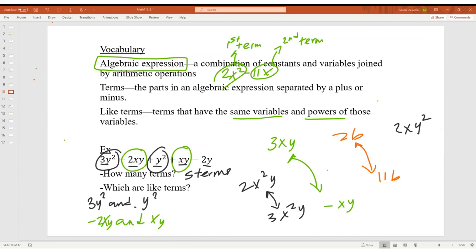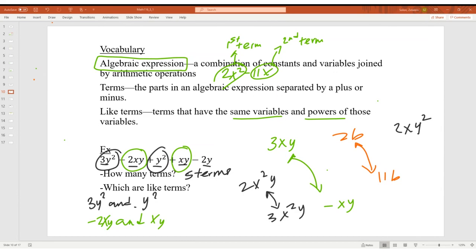Now the second one asks which ones are like terms. Like terms are those with the same variable raised to the same power. We have 3y squared here, we have 1y squared. So those two are like terms. And also we have negative 2xy and xy. So those two are also like terms. And the 2y doesn't have any like term. It's just by itself, the 2y, the last one. So that's basically what this example is for: identifying the number of terms and identifying if two expressions are like terms.